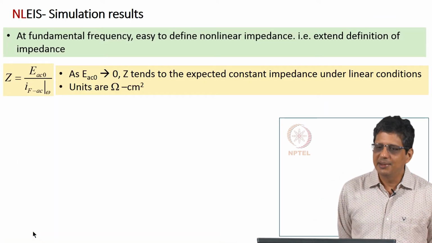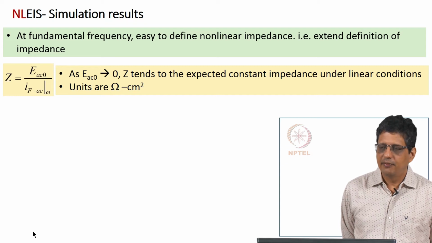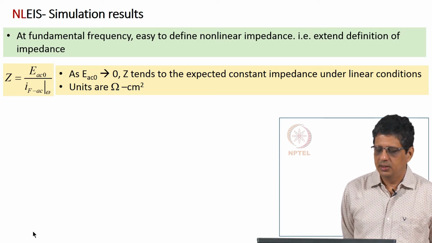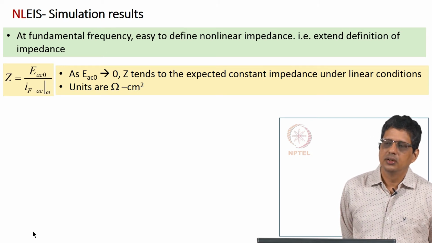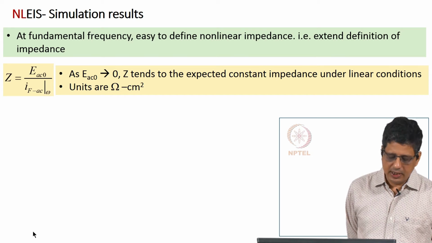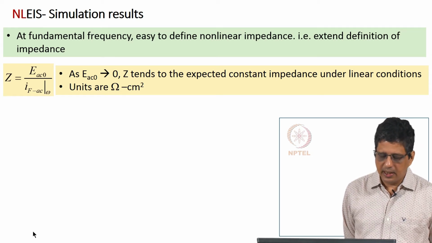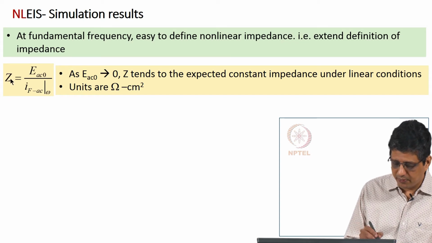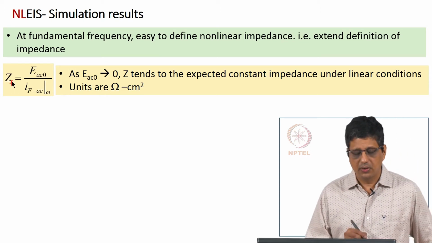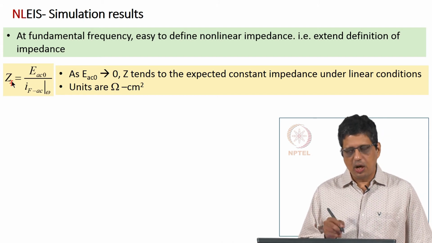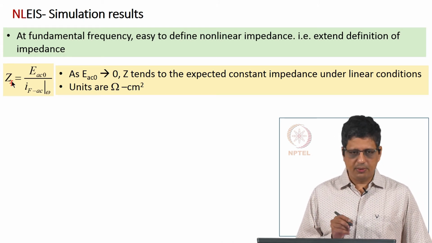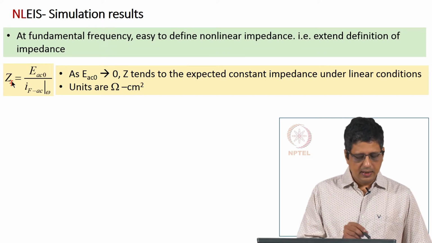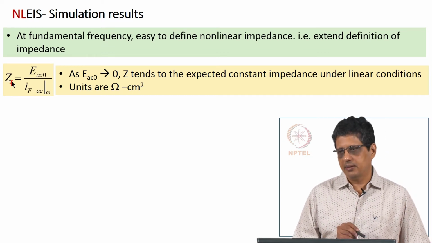The definition of impedance is delta E by delta I, and when we look at the response at the fundamental, then it is easy to define nonlinear impedance. I would say nonlinear impedance is EAC0 by IAC at omega. So, this is the Faradaic impedance, ZF. When EAC0 is small and the response contains only the response at the fundamental and not at higher harmonics, then this is actually the correct definition of impedance.